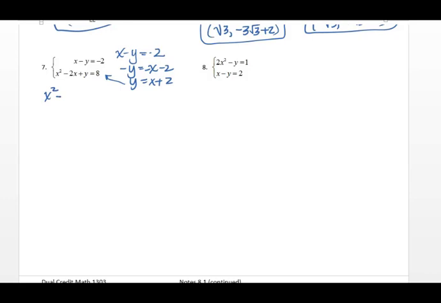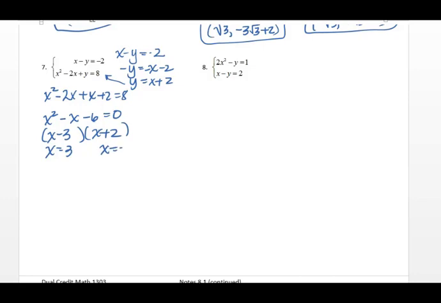So x squared minus 2x plus whatever y is. Well, we just said that y is x plus 2, equals 8. Let's clean this up. x squared minus x minus 6 equals 0. Now, it's a squared term, I can factor this guy. So (x minus 3)(x plus 2). So I know x is positive 3 and x is negative 2.